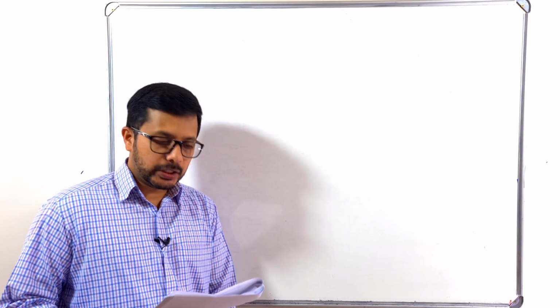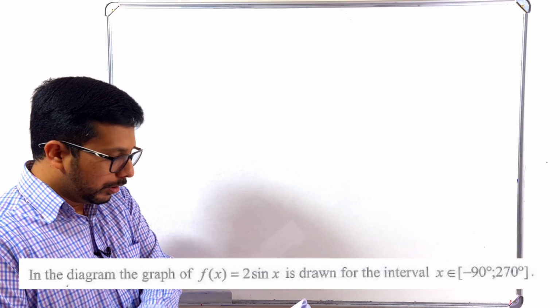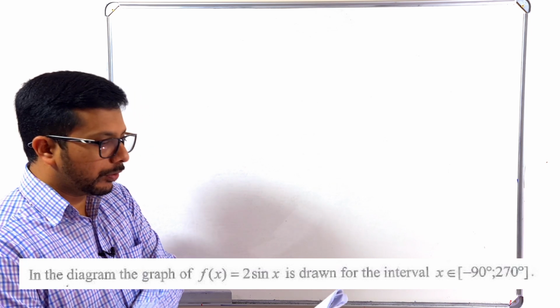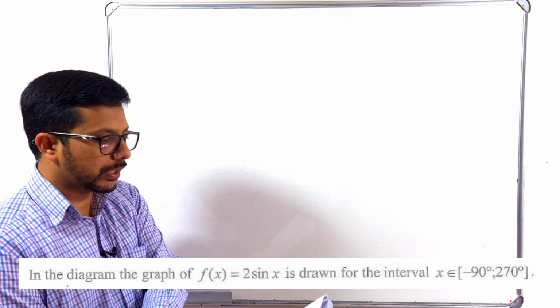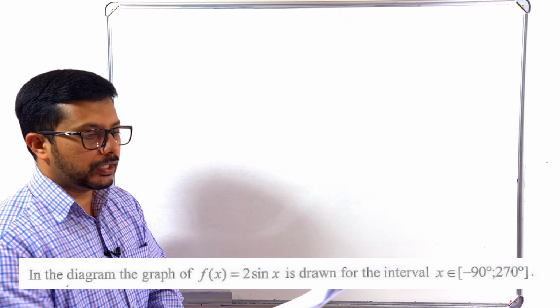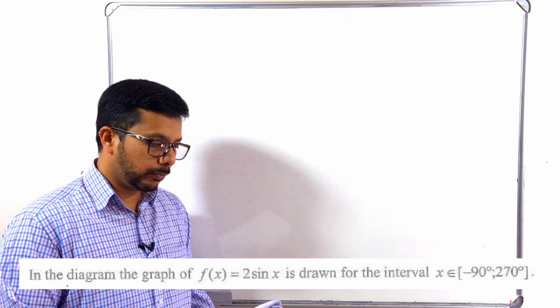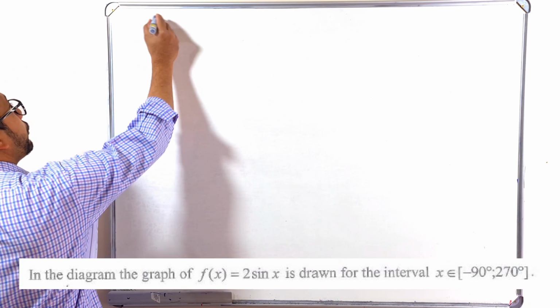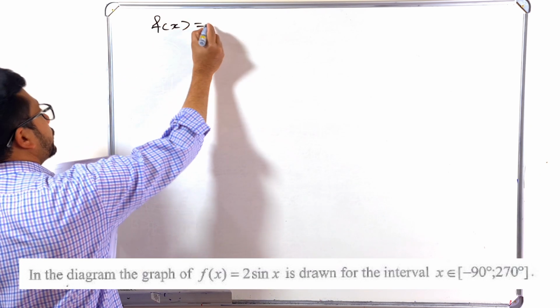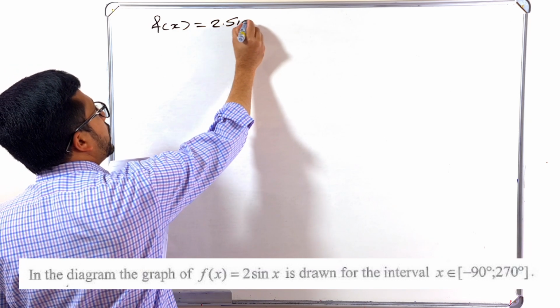Okay, let's move to the next question. Question number 6, 6.1. Draw the graphs in the diagram. The graph of f of x is equal to 2 sin x is drawn in the interval minus 90 to 270. So there we can see there is a diagram drawn, and that is f of x is equal to 2 sin x.